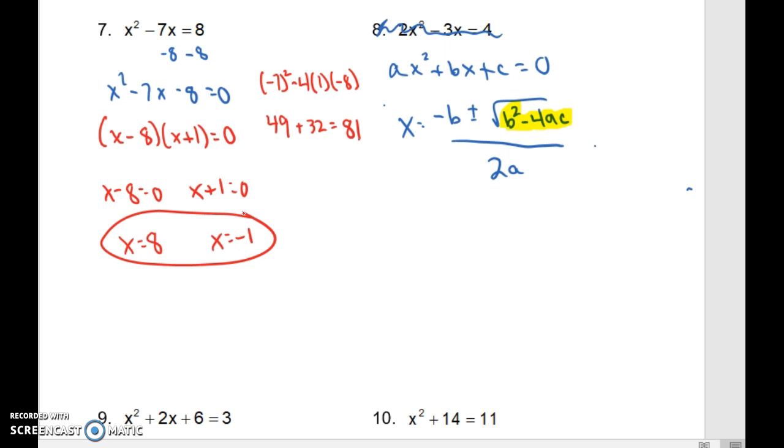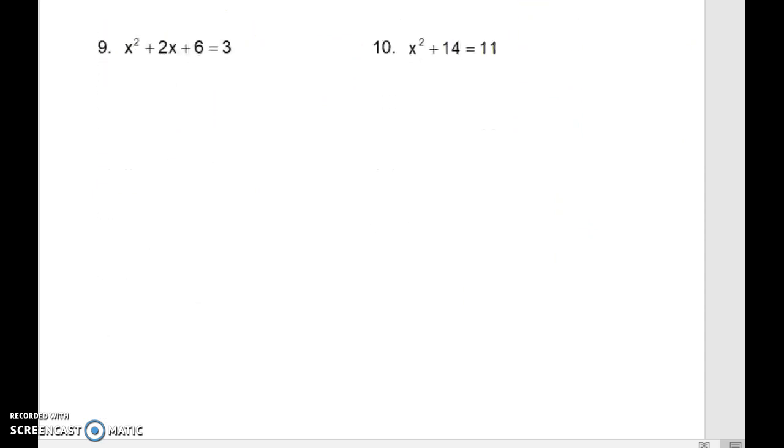Let's take a look at one like number 9, where maybe factoring won't work. I'm going to take 3 away from both sides. X squared plus 2x plus 3 equals 0. The first step I want to do is find the discriminant. I'm going to take b squared again, 2 squared, minus 4 times a, which is 1, times c, which is 3. When I go through the process, 2 squared gives me 4, this becomes negative 12, and I'll get negative 8 for my discriminant.